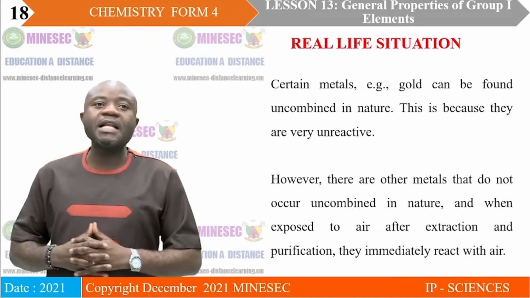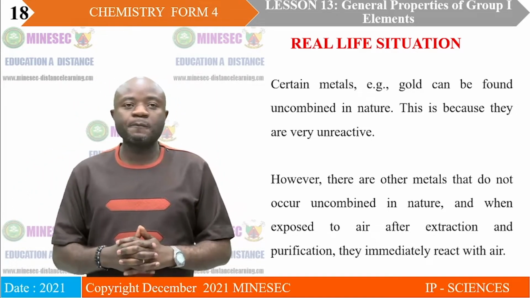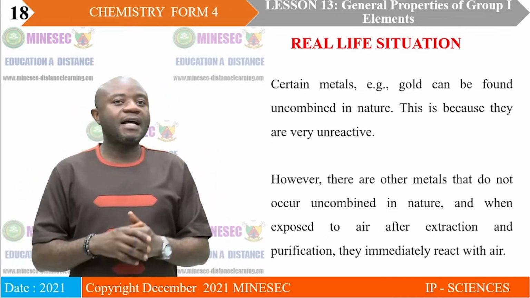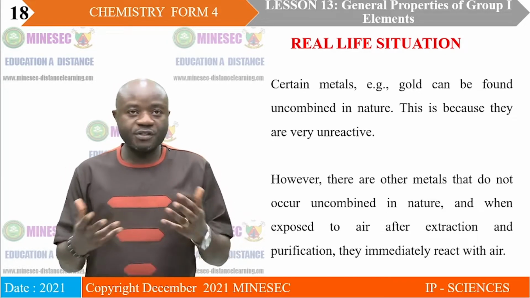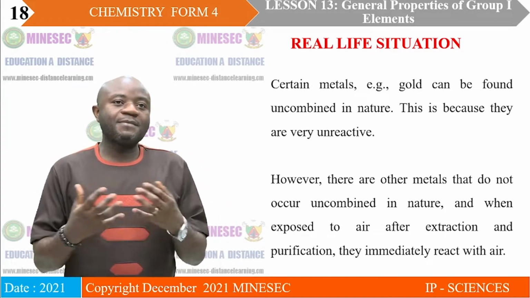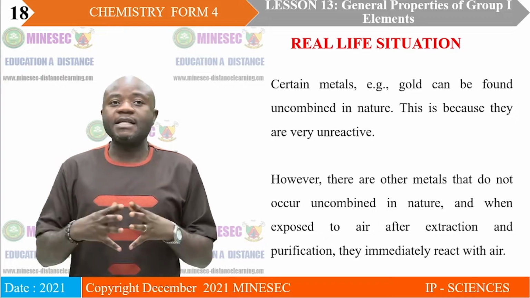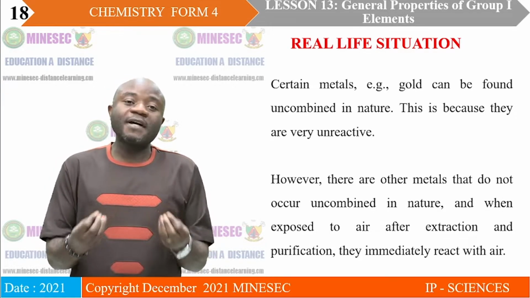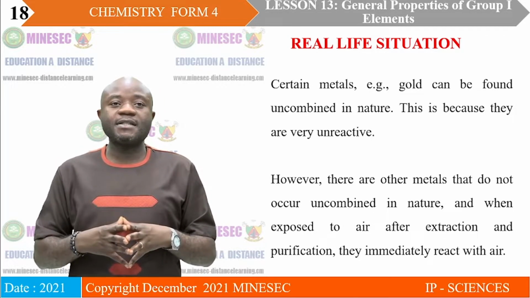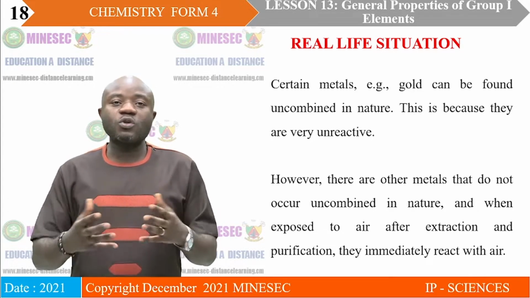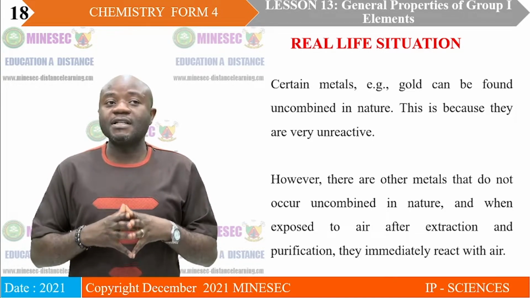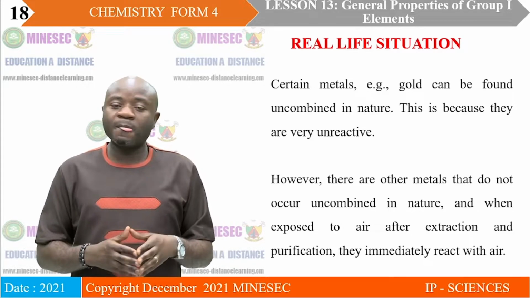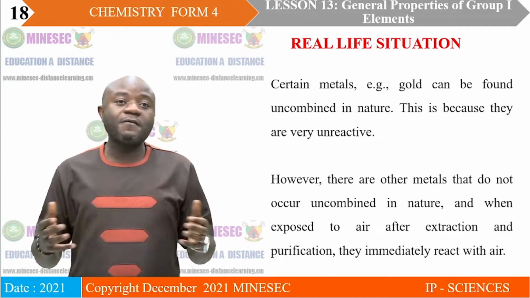Let us look at the real life situation before we proceed. Certain metals like gold, which is used to make jewelry, can be found uncombined in nature. That means you can actually find gold in nature in the uncombined state. The reason gold can exist in this state is because it is very unreactive. But that is not the case for every other metal.